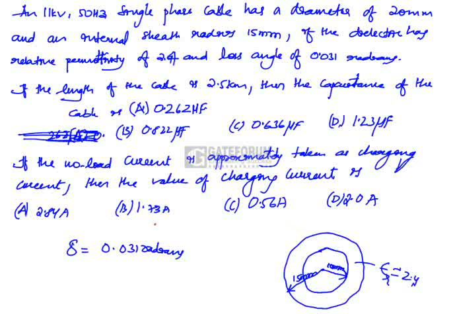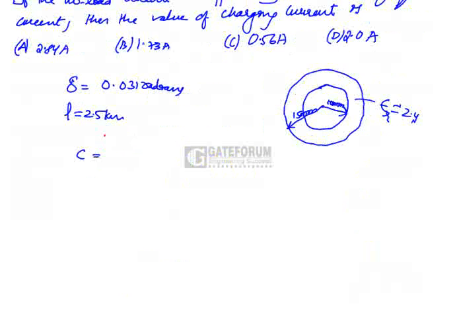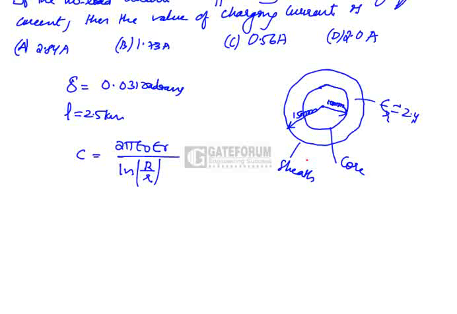If the length of the cable is 2.5 kilometers, then the capacitance of the cable is, we have to find the capacitance of the cable. Now what is the capacitance of the cable? Capacitance of a cable is given as 2 pi epsilon naught epsilon r by ln capital R by small r. Capital R is the radius from center of the core to the sheath, small r is the radius of the core. This one is the core, whereas this is the sheath in the cable. This is farad per meter.